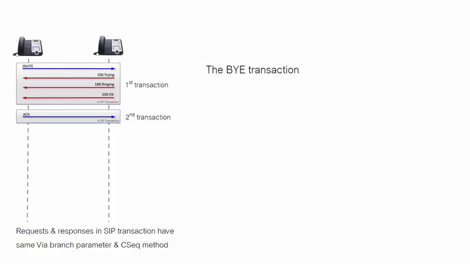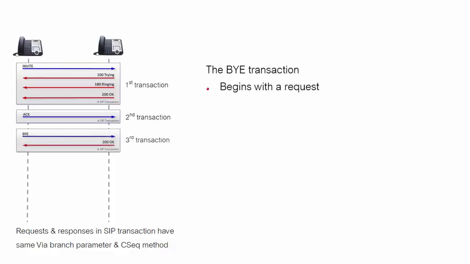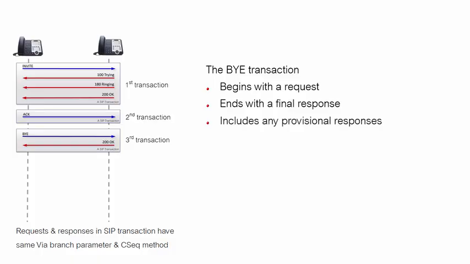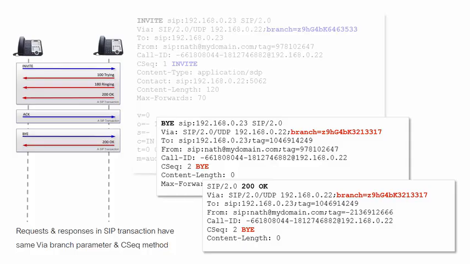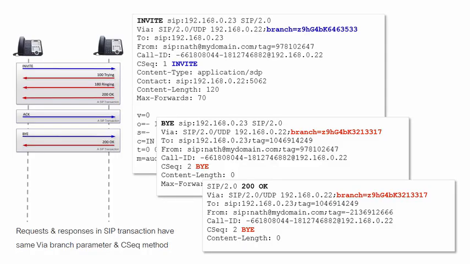The third is the BYE transaction. It begins with the BYE request, ends with the 200 OK final response, and includes any provisional responses in between, if there are any. And just like all other transactions, the BYE transaction is only ever over one hop between two adjacent entities. Note how both messages of this transaction have the same branch parameter and the same CSeq method. That's the key to identifying transactions. It's a different combination from the INVITE transaction that began the call, different branch parameter and different CSeq method type.